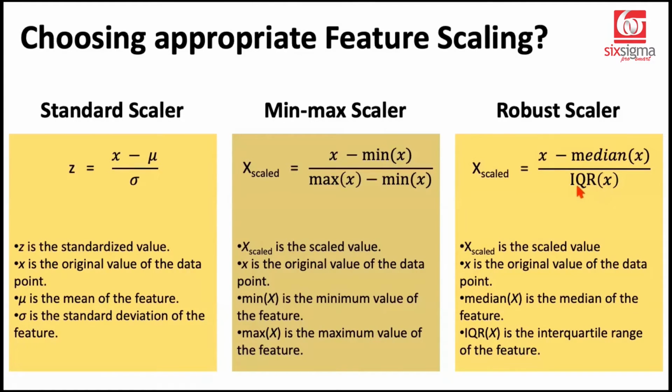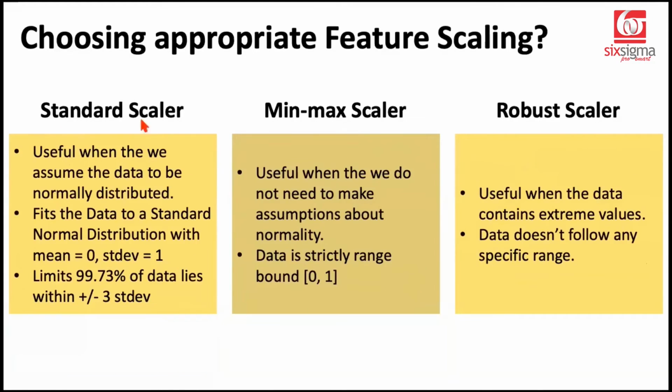I hope you get a hint when this kind of scaling would be useful. Let's do a comparison between these three techniques, when to use what. So a standard scaler is particularly useful when you're dealing with classic machine learning algorithms, which are statistical in nature. A lot of tests, a lot of algorithms assume the data to be normally distributed. And this X minus mu by sigma transformation you saw essentially fits the data to a standard normal distribution.